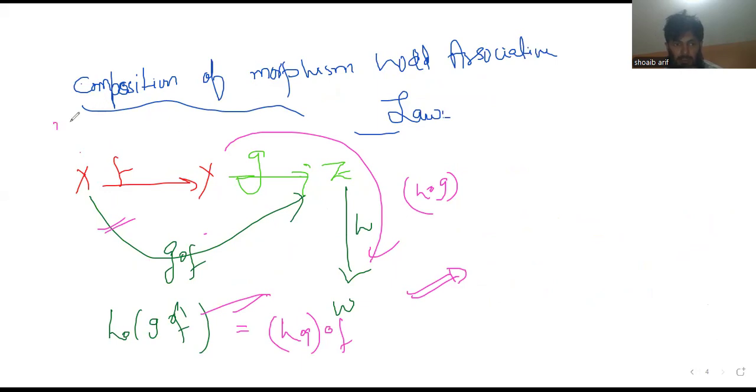Now the next axiom is the composition law. The associative law holds for composition of morphisms. Let's say F is a morphism from X to Y, G is a morphism from Y to Z, and H is a morphism from Z to W. If we compose G of F, then H. Okay. If we go from the other side, if we compose H of G, then F. So both are equal. Okay, this is the associative law. It holds on composable pairs of morphisms.